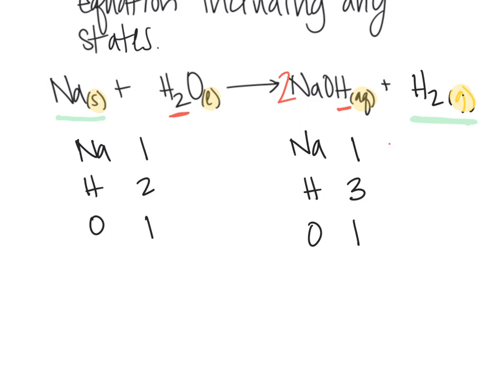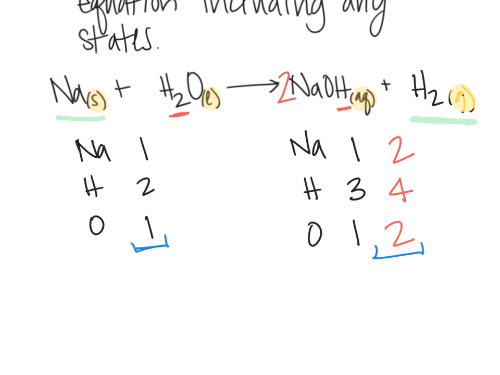So we now have 2 sodiums. We have 2 hydrogens in sodium hydroxide, plus 2 more, which is 4 here. And we have 2 oxygens. Now, when we go back to the other side of the equation, we're still quite unbalanced. These values do not match. So we're not yet complete.